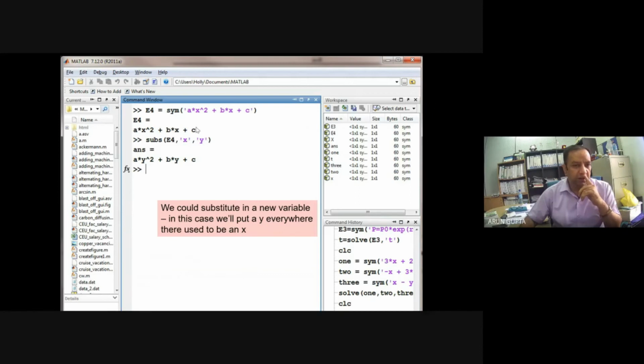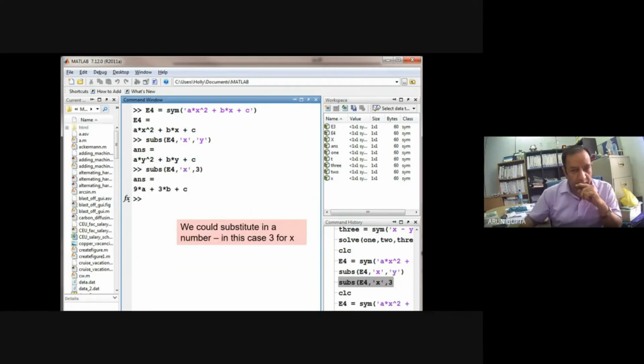So you can see from there, rather than ax square plus bx plus c, it is now ay square plus by plus c. Now same way, you can try to substitute x with numbers. You can substitute x with y, or you can also substitute x with numbers. So we have written substitute E4 x single quote 3. Okay. So the main thing, substitute, you need to first thing is from where? Equation. So E4 comma the value x by 3. So then you will get 9a plus 3b. So it will replace x with 3 and you can get the answer.